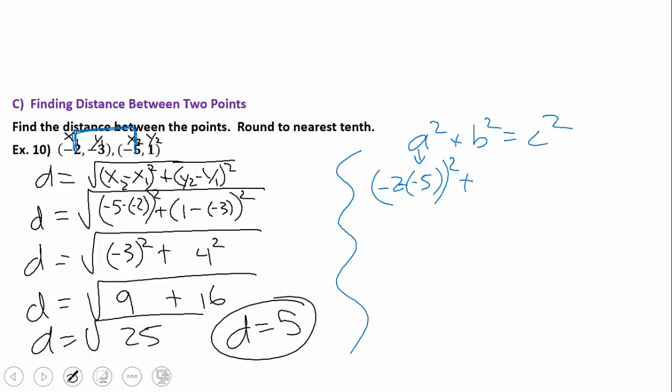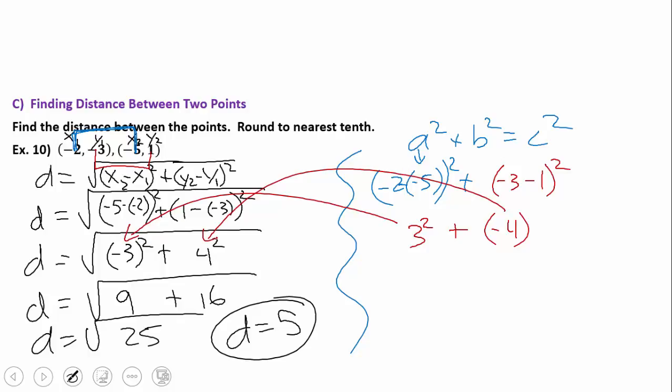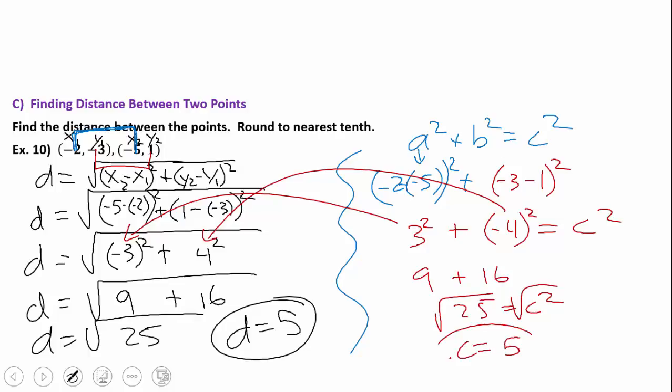I have negative 3 minus 1. And I'm going to square that. Well, negative 2 minus a negative 5 gives me 3. And negative 3 minus 1 gives me negative 4. Notice, these are exactly opposite from what we did in the distance formula. It makes no difference. We're going to get the same answer. And now we know this is equal to c squared. Well, 3 squared is 9, 4 squared is 16, 25 equals c squared. Take the square root and c, or the distance, is 5.